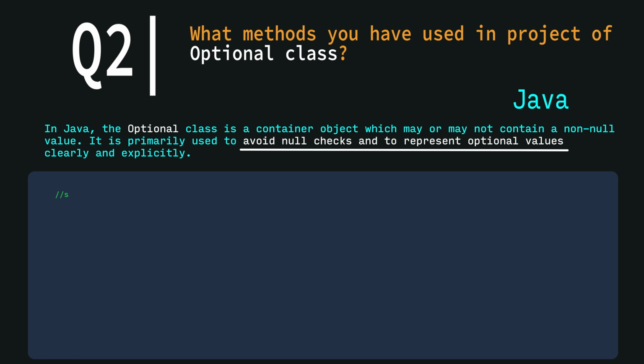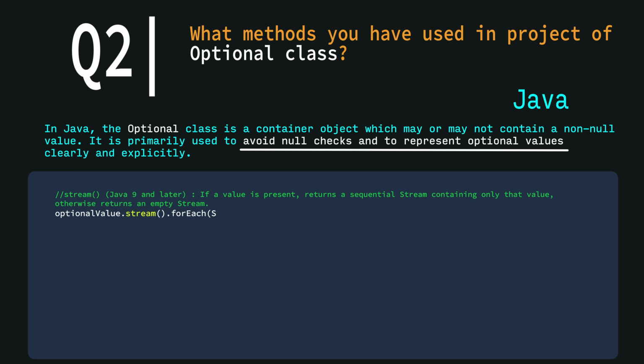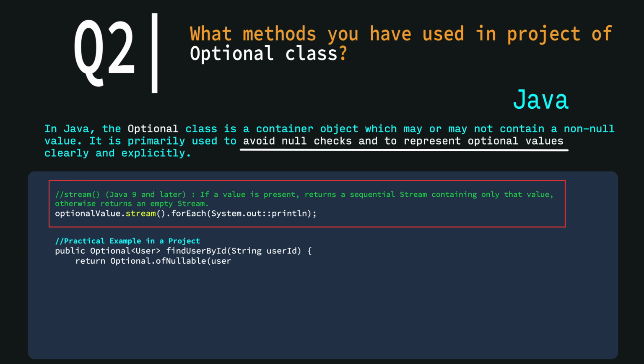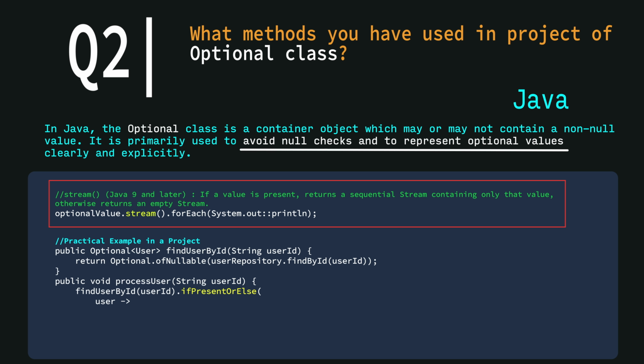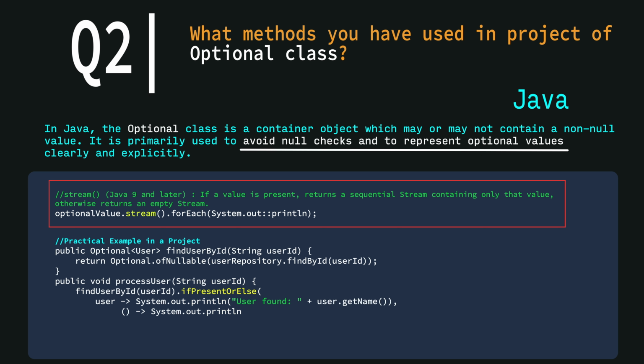And the last notable point about using Optional is for streams. In Java 9 and later, if a value is present in the Optional object, it returns a sequential stream containing only that value. Otherwise, it returns an empty stream.